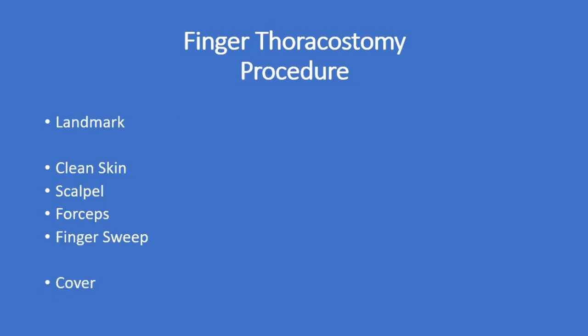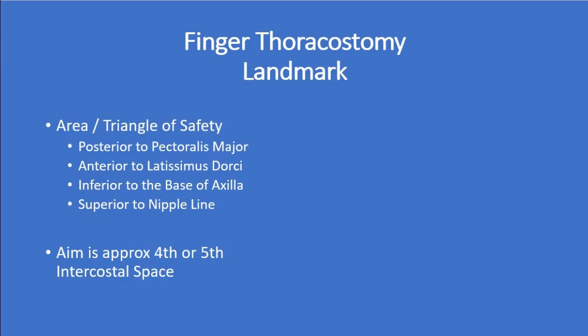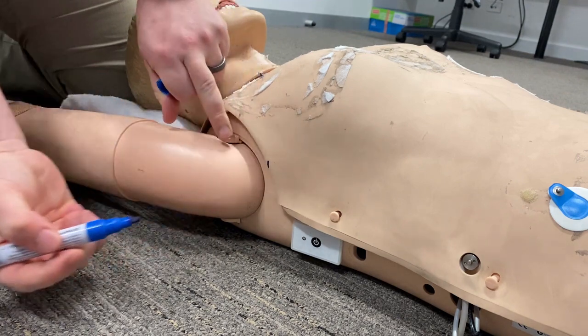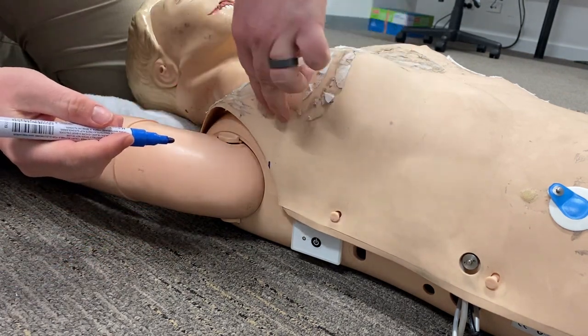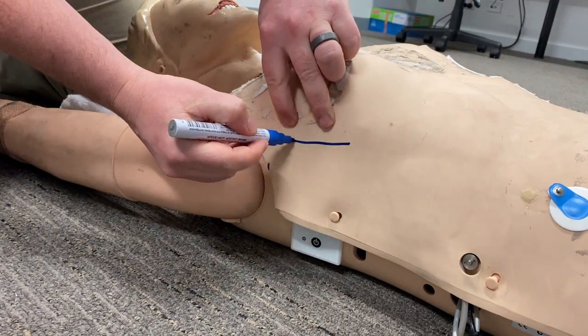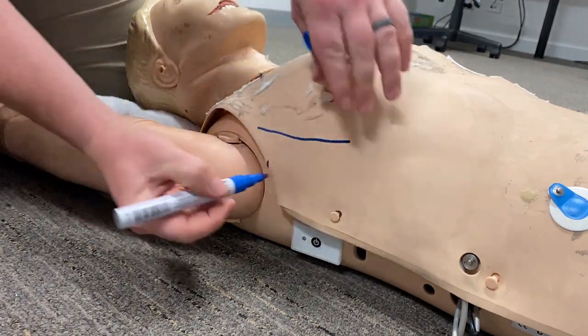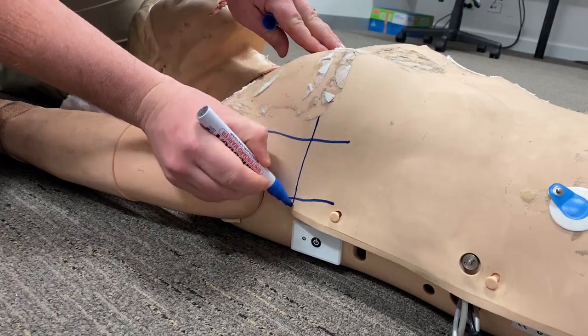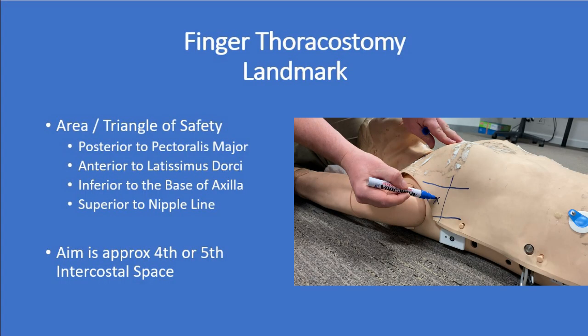Once we have identified that our patient requires a finger thoracostomy and we have our equipment out, we need to begin with identifying where we are going to cut. Aim is the fourth intercostal space, that is to say, between the fourth and fifth rib. To aid in ensuring we are incising the right area is to landmark our area of safety. It is surrounded by some key anatomical markers, being surrounded by the base of the axilla, the lateral aspect of the pectoralis major, the anterior aspect of the latissimus dorsi, and the line of the nipple. This area here is the area or triangle of safety.